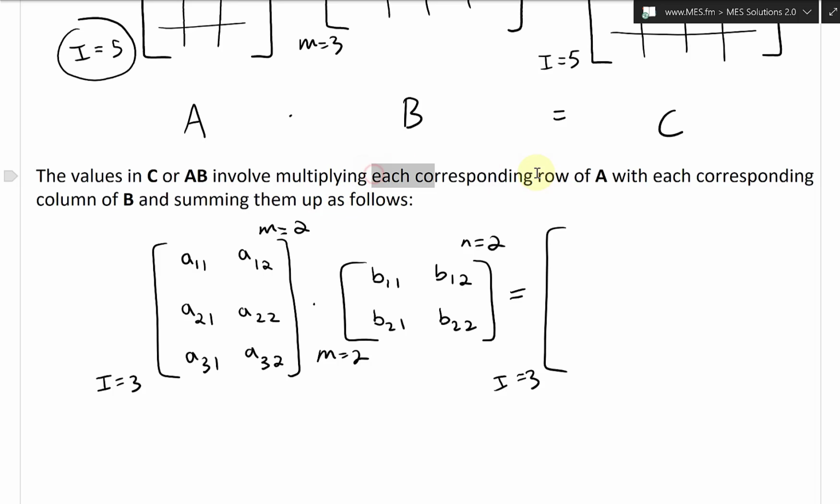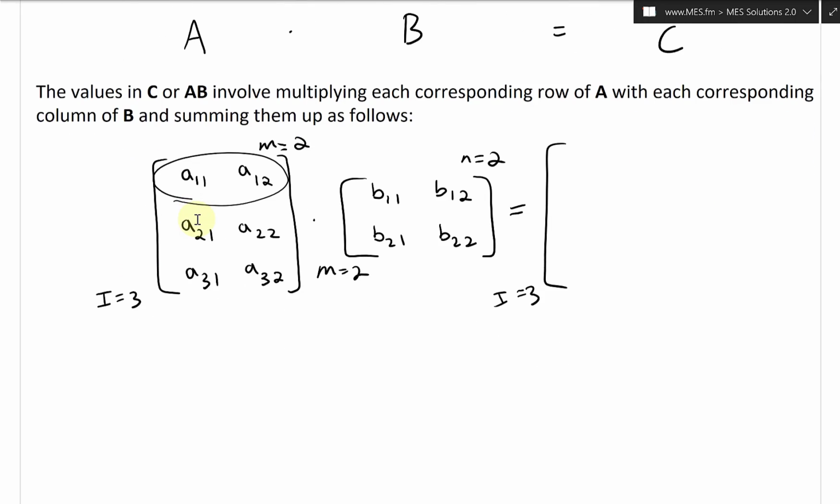So multiplying each row of A, we'll take a row of A, and then by the column of B. So this is a column of B, like that. So A11 multiplies with this one here, and we're going to get A11 times by B11. And then we sum them up. In other words, this is going to be added to the next one, A12 times by B21. So these are the rules for matrix multiplication.